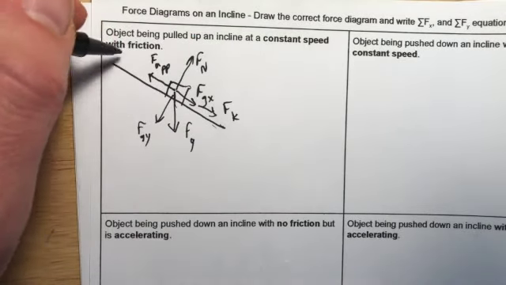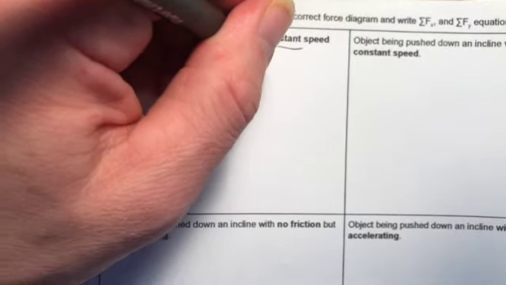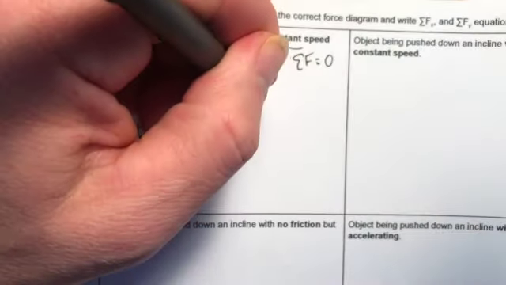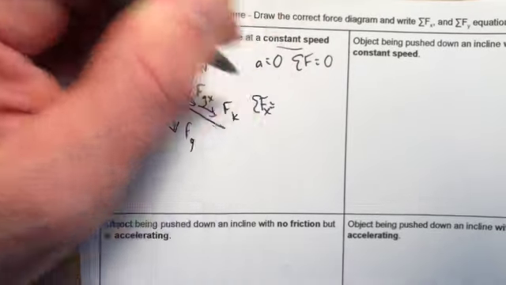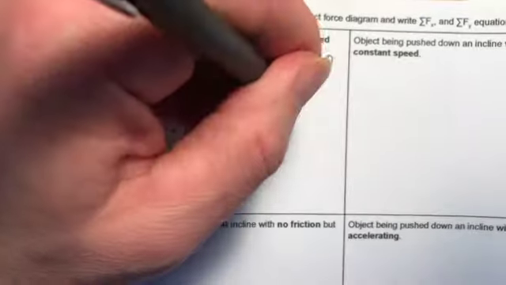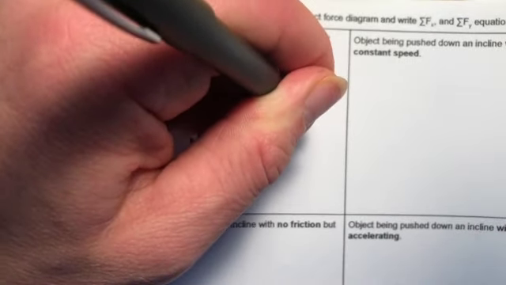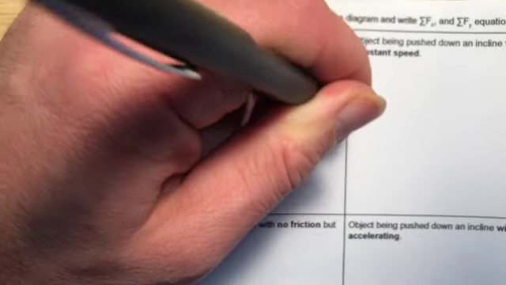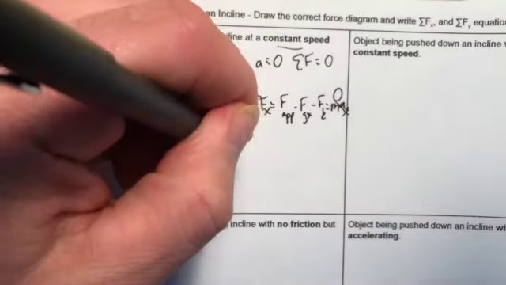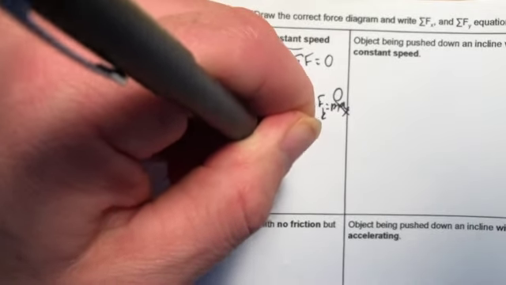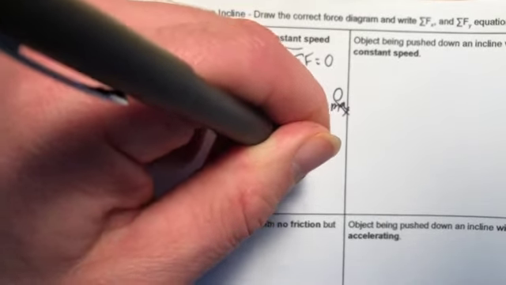So in the x direction, it says constant speed still, so a equals 0, sum of the forces equals 0. So in the x direction, I have F applied minus Fgx minus Fk equals max, which is 0. And for as complicated as we try to make this, the y direction remains the same.